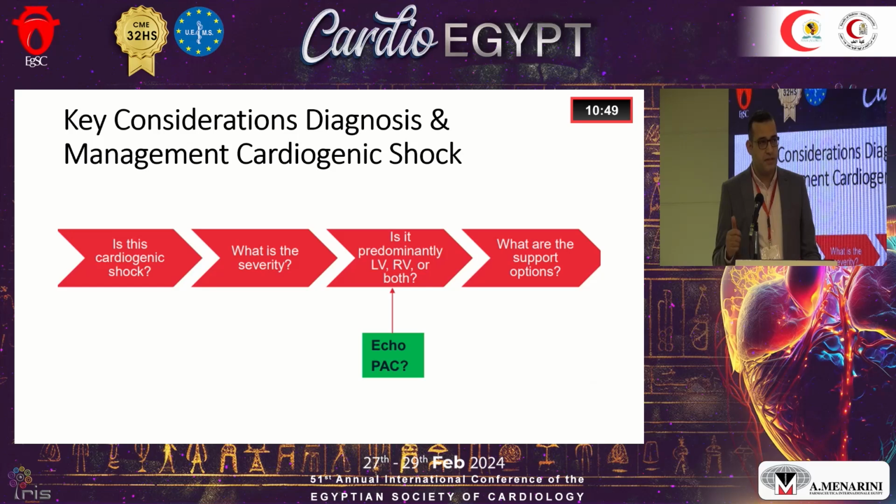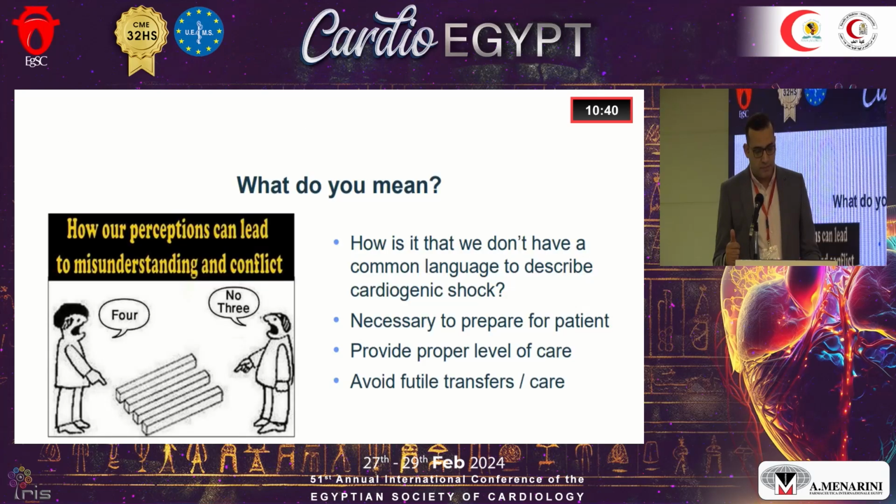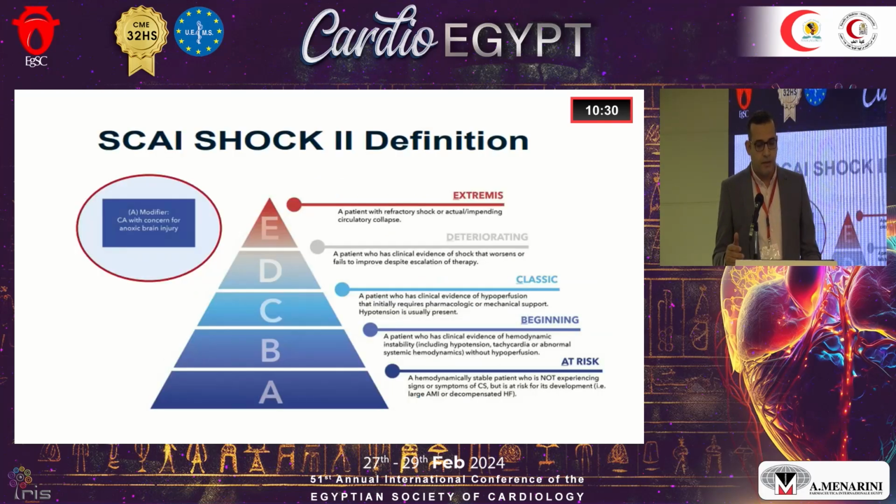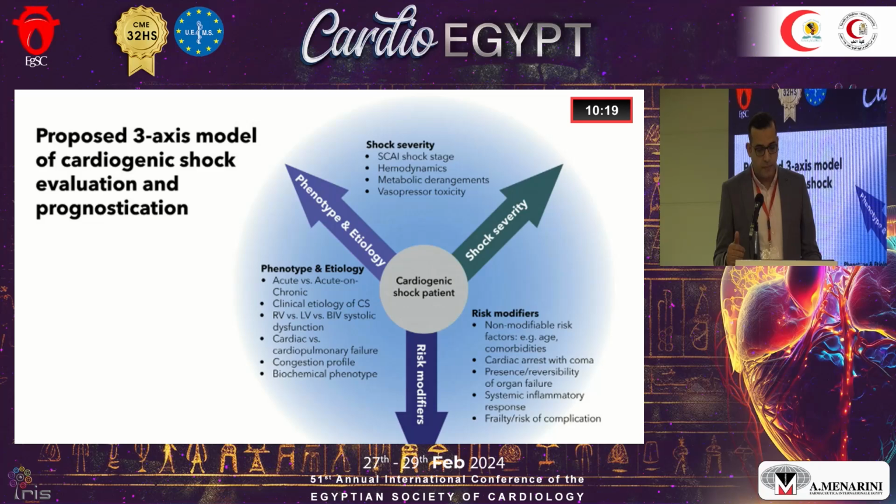So, the first step is: is this cardiac shock true? What is the severity? Is it right, left, or biventricular? What are the support options? This means we should have the same language when speaking about cardiac shock, and the SCAI definition aims to make this same language from stage A to B to E.